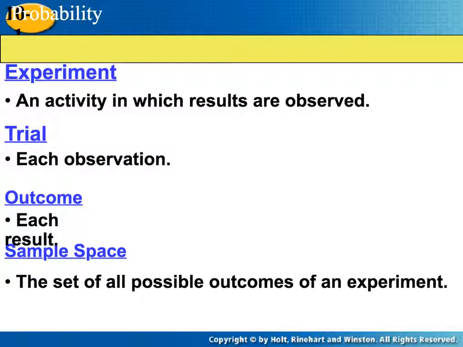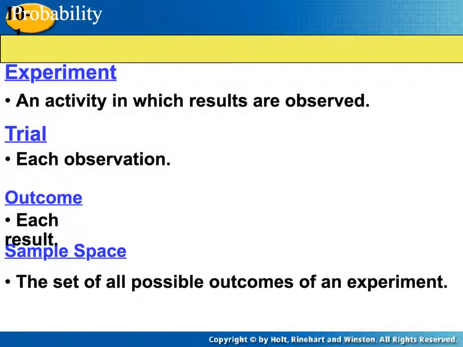Then you have trials. Each time you make an observation, it is a trial. An outcome, each result. There are multiple different outcomes to different experiments. Every outcome or every result is known as an outcome. The sample space would be all of the possible outcomes of an experiment.